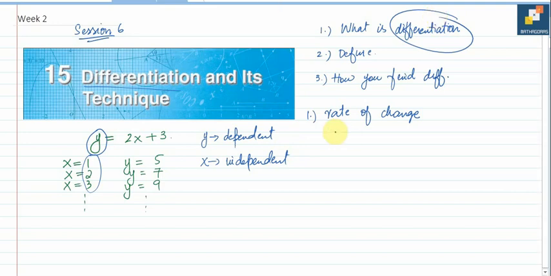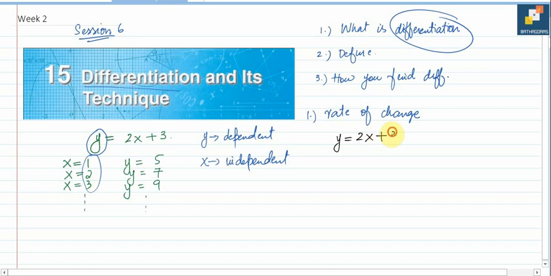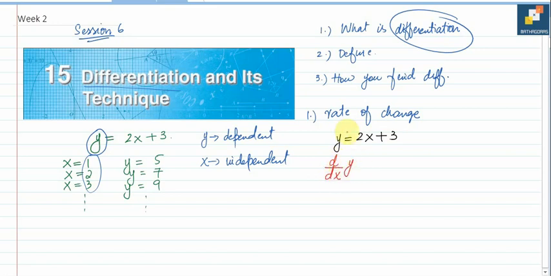The next one: how you define or write differentiation. In this question I am saying that y equals 2x plus 3. If I need to write the differentiation symbol here, I will say it is d by dx of y. What does it suggest? It says that we are going to differentiate y, the dependent variable, with respect to x, the independent variable. So the general notation of differentiation is d by dx.